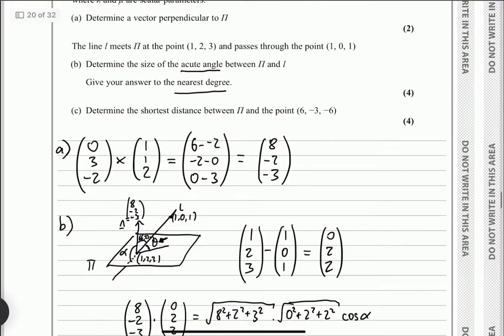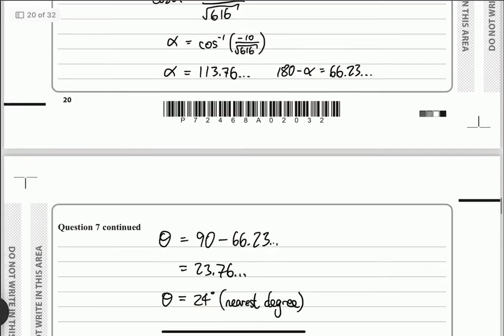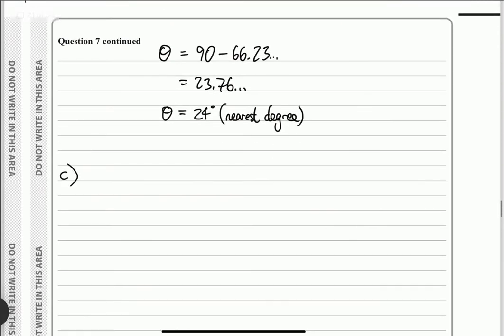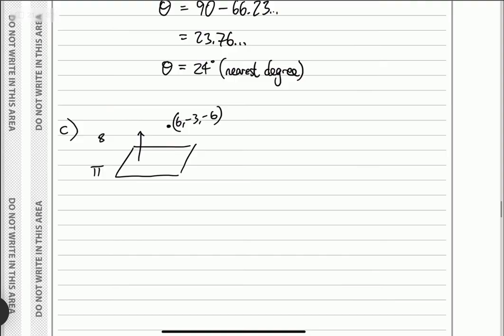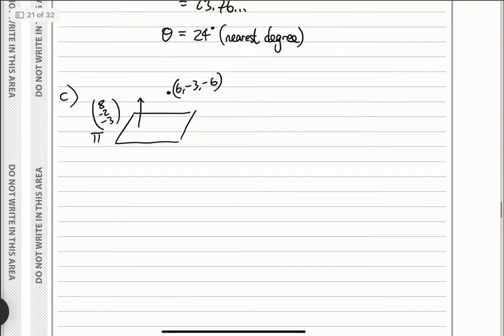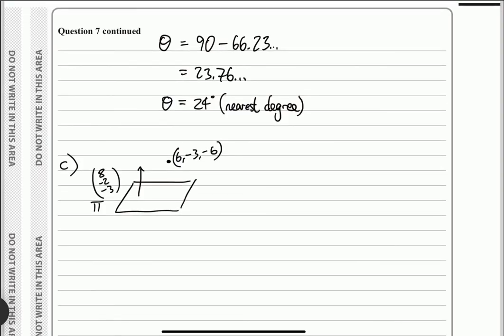Part C, determine the shortest distance between pi and the point (6, -3, -6). So again, we've got our plane, and here's a point (6, -3, -6), and we know the normal of the plane is still (8, -2, -3). So we've got a few different ways you could do this, and usually what I would do is parallel planes. Find a plane parallel to this plane, i.e. with the same normal, that contains this point, and then find the distance.